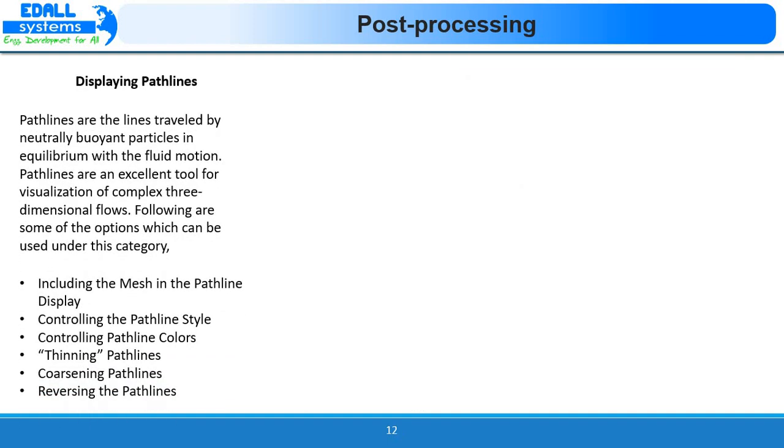Then the next option is displaying path lines. Path lines are the lines traveled by neutrally buoyant particles in equilibrium with the fluid motion. Path lines are an excellent tool for visualization of complex 3D flows.